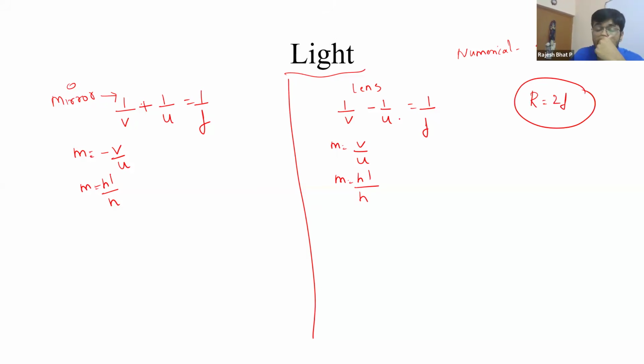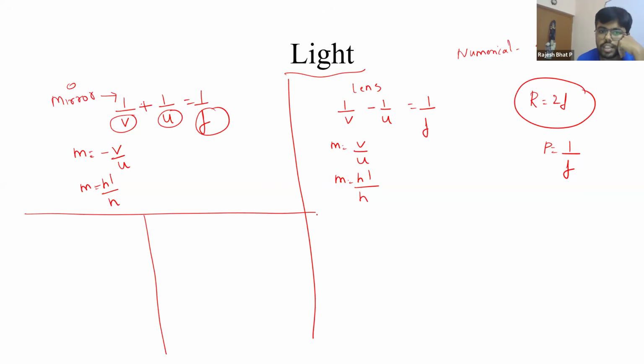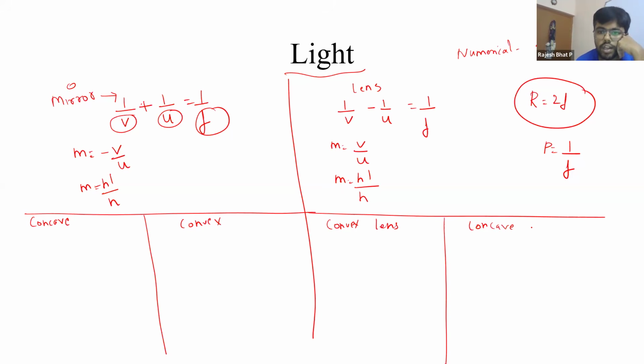Now, these are the equations. This is enough. If you remember this, it is more than enough. One more equation is there: power is equal to 1 by F. Now, let us understand one by one. Firstly, what are V, U, and F? Let me take mirrors first. There are two mirrors, right? In lenses, again, we have two lenses. So here I'll take first the concave and convex mirror. Here again, the convex lens, then the concave lens. Correct?